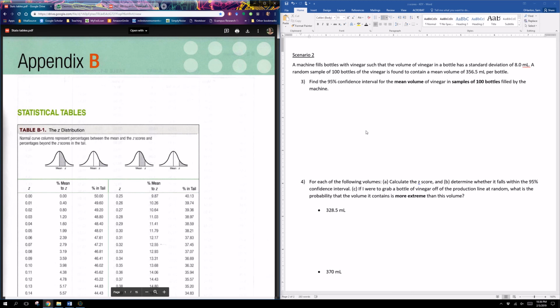Okay, scenario 2. We've got a machine that fills bottles with vinegar. Standard deviation of 8. Sample size of 100. Mean volume of 356.5. Find the 95% confidence interval for the mean volume of vinegar in samples of 100 bottles.